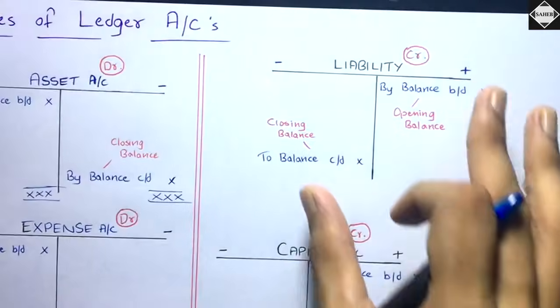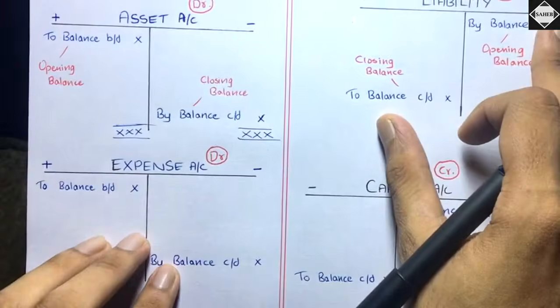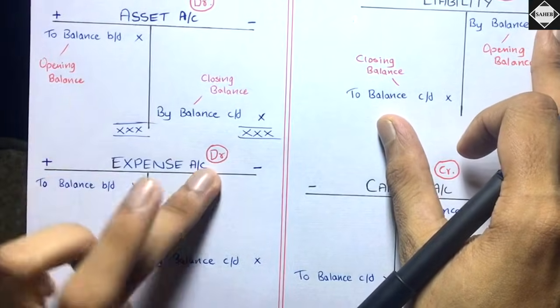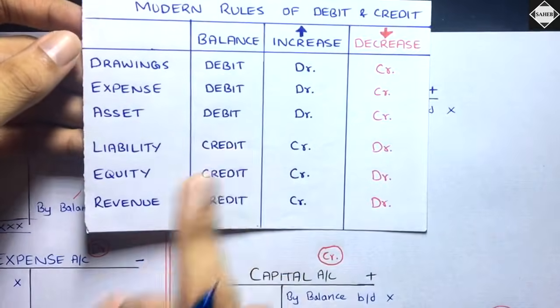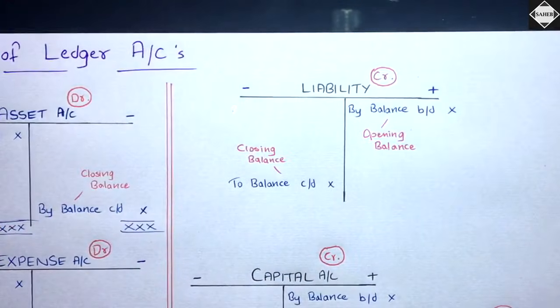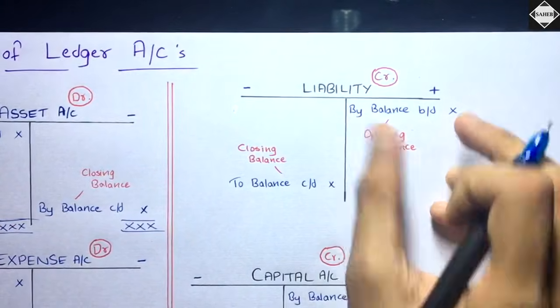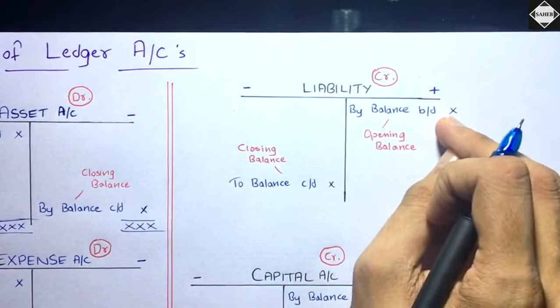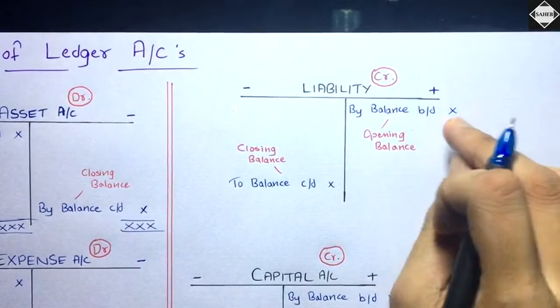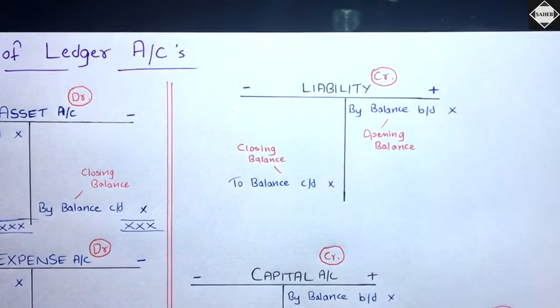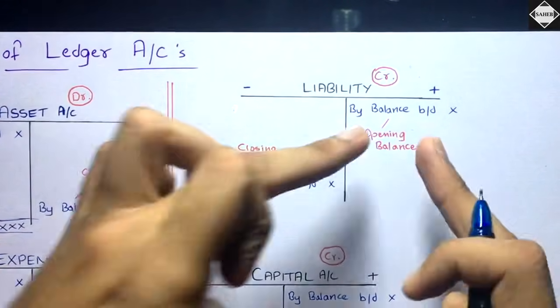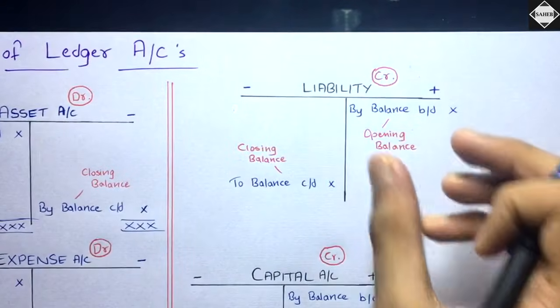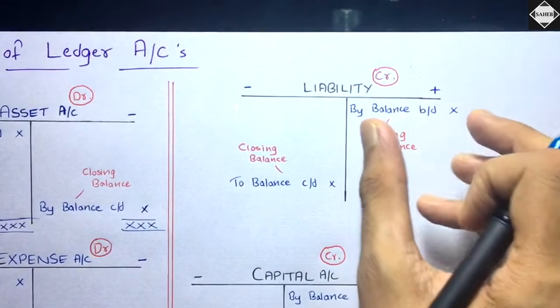And then liability, it is exactly opposite of asset and expense. Why? Because asset and expense had debit balance. Here liability has credit balance. So what you're going to do, the opening balance will come on the credit side. By balance brought forward or brought down, whatever you want, you can write. And you will take the amount, the opening balance, whatever was there in the closing balance of the last year. Whatever was there in 2019, it will come over here in 2020, first day. Fine.